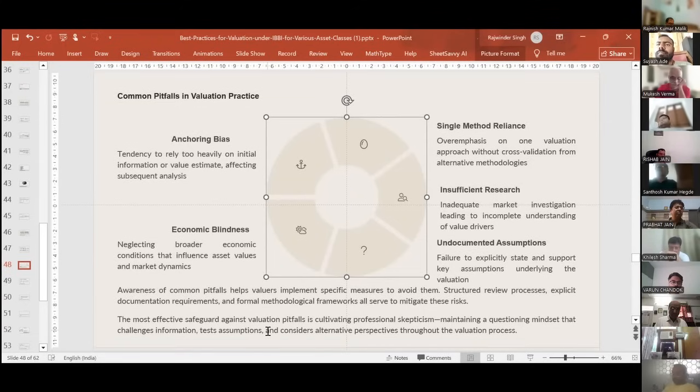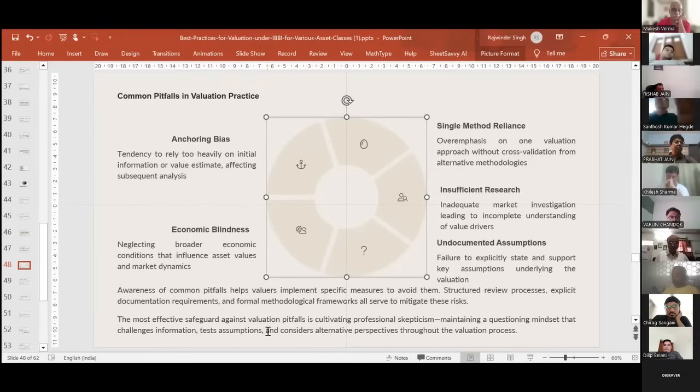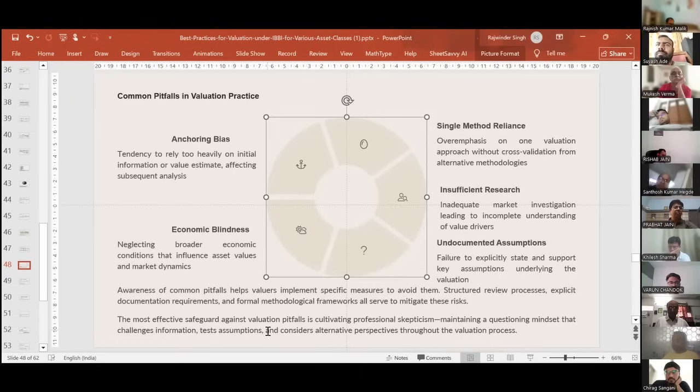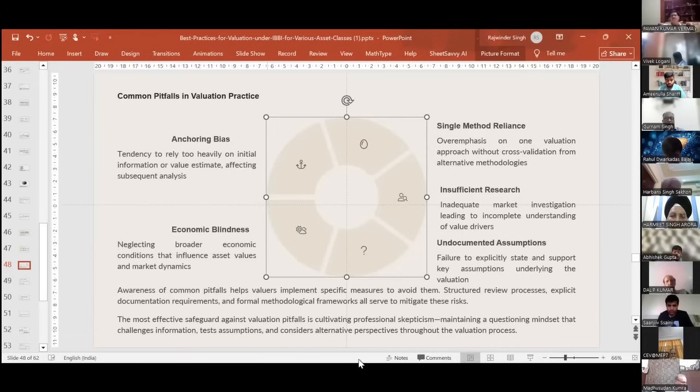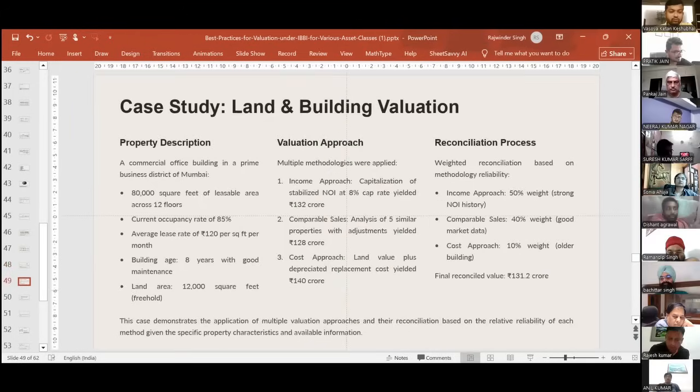The most effective safeguard against valuation pitfalls is cultivating professional skepticism, maintaining a questioning mindset that challenges information, tests assumptions, and considers alternative perspectives throughout the valuation process.